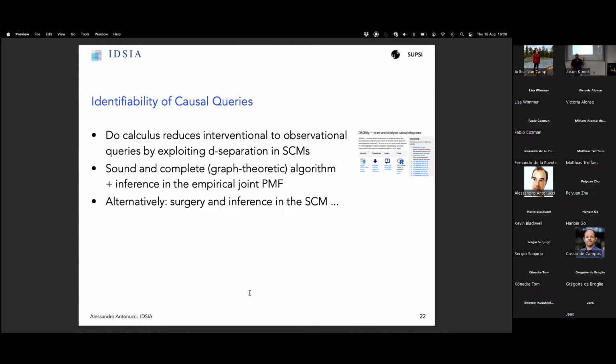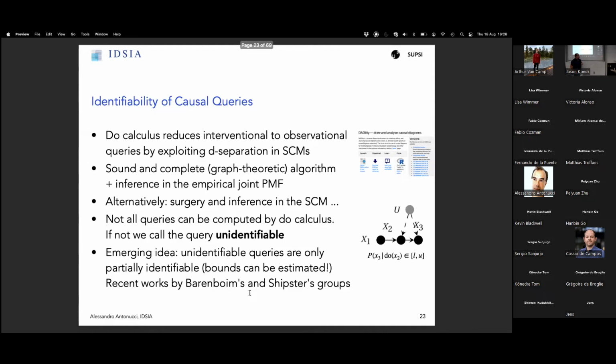In principle, an alternative is to do that directly in the structural causal model. Well, you also have the P of U, but typically you don't have the P of U. The issue is that this is not always possible. When this is possible, we say that the query is identifiable. Do calculus is sound and complete. This can be proven. This was proved. And basically this means that it is an if and only if. If the query is something you can compute, you can use do calculus. But there are queries that cannot be computed. These queries are called unidentifiable.